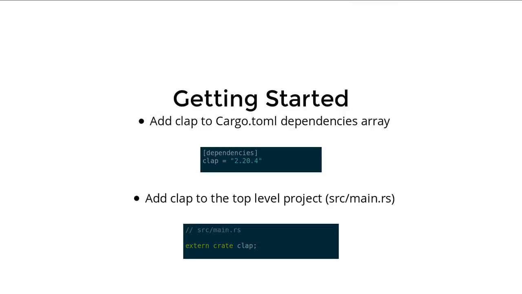So to get started, obviously you need to add clap to your dependencies array. As of right now, the latest version is 2.20.4. I always recommend using at least 2 or 2.20, something along those lines, and not just star. Especially right now, because as of the time of this talk, February 16th, 3.0 is probably pretty close on the horizon. And if you just use star and you accidentally pull in a 3.0 and your application breaks, well, then that would be bad. So after you've added it to your dependencies array, you then pull it in through your extern crate in your top level file.